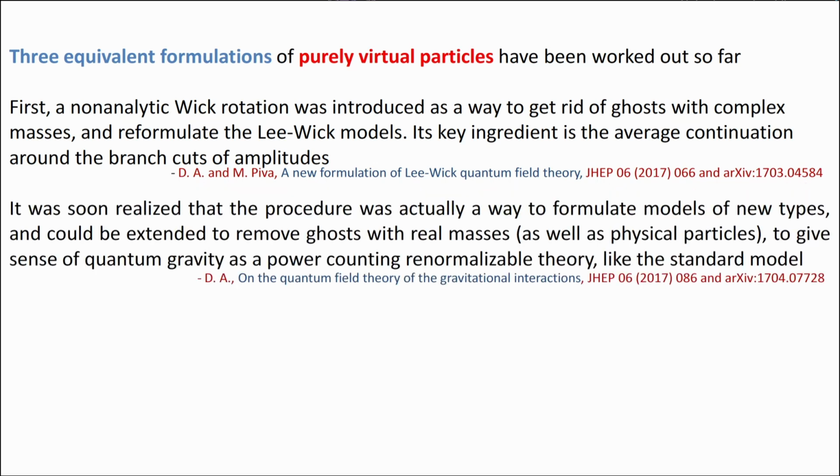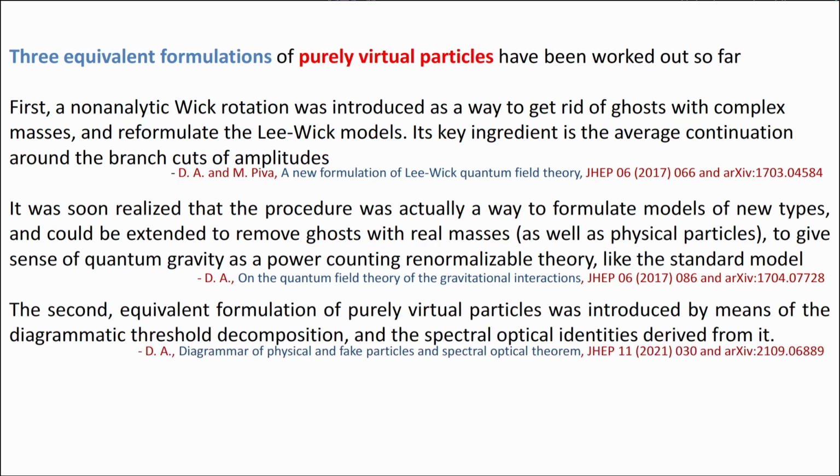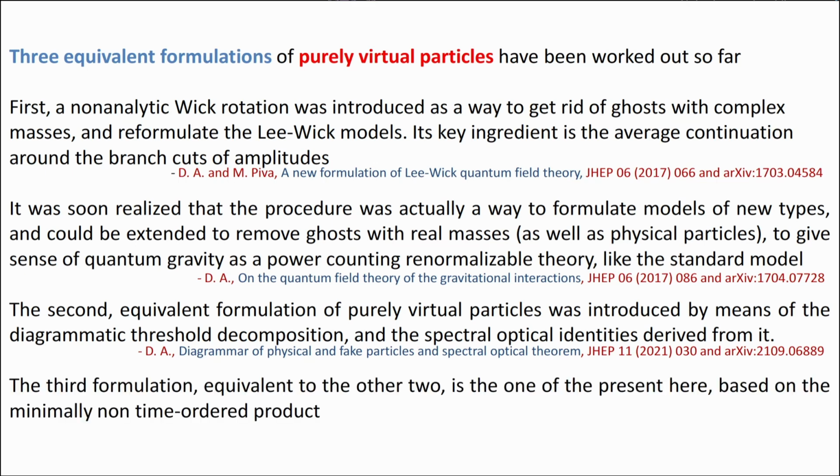The second step was to realize that this procedure was actually leading to new models, completely different from the original Lee and Wick purpose. And they could also be used in the case of ghosts with real masses and physical particles to give sense of quantum gravity as a power counting renormalizable theory like the Standard Model. The second equivalent formulation was the one of 1 year ago, which we have compared today with a new one, where the diagrammatics is laid down in detail by means of the threshold decomposition of diagrams. And the third formulation is the one of this talk and this last paper.